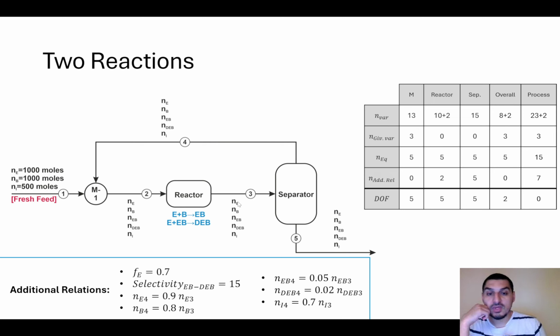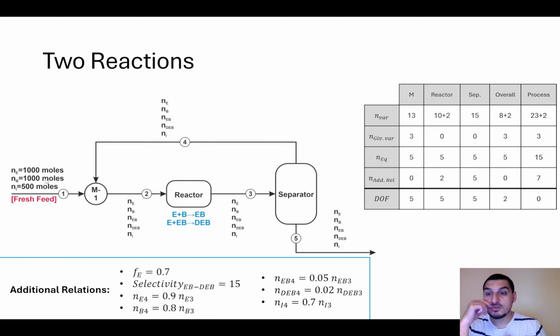For the separator, we have 5, so it's 15 variables. We have no given variables. We have 5 equations and 5 additional relations, which is 1, 2, 3, 4, 5 additional relations. And this makes the degrees of freedom 5. For the overall, we have 1, 2, 3 plus 5, it's 8, and 2, so it's 10 variables. We have 3 given variables. We have 5 equations. And we have no additional relations, so the degrees of freedom is 2.